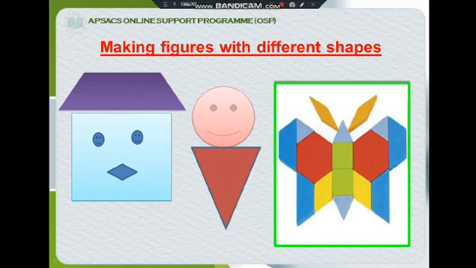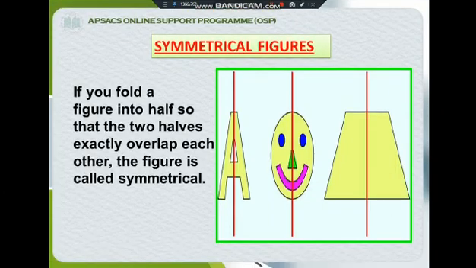Okay. Now, what are symmetrical figures? First of all, always remember that symmetry means same. If you fold a figure in half so that the 2 halves exactly overlap each other, the figure is called symmetrical. For example, here this trapezium or this smiley face, when you fold it, the first half will exactly cover the other half. This is called a symmetrical figure.